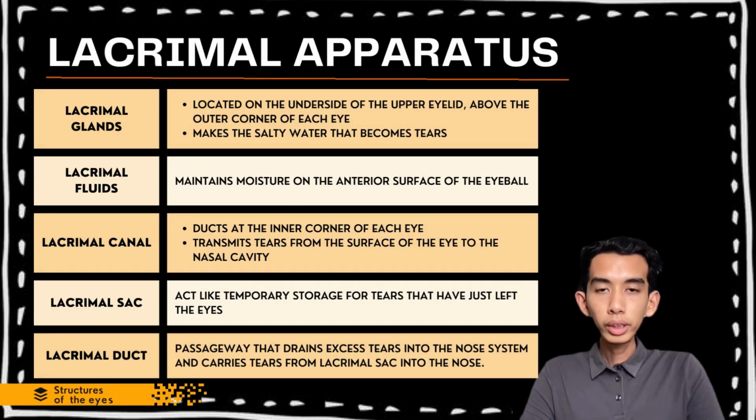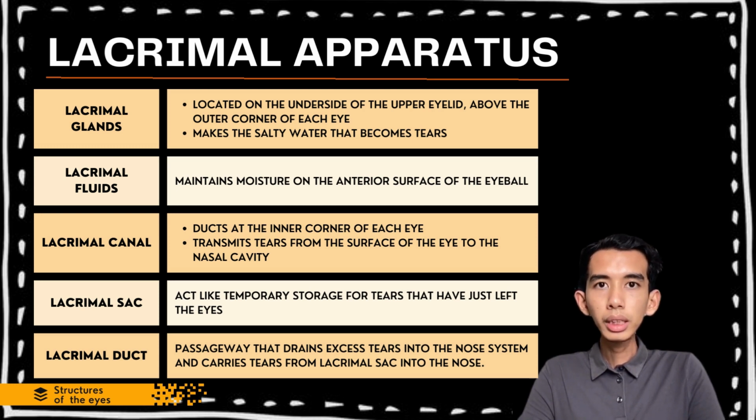Lacrimal glands are located on the underside of the upper eyelid, just above the outer corner of each eye. It makes the salty water that becomes our tears. Next, lacrimal fluids. Lacrimal fluids maintain moisture on the anterior surface of the eyeball.